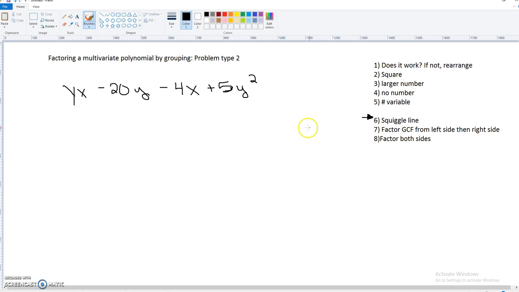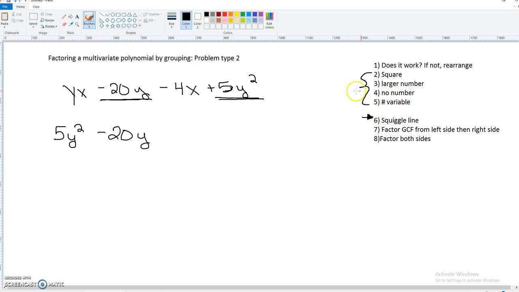Now I've noticed that this is probably a good idea of how to arrange it. The first thing would be to move the item that's got the square first. So if you notice, this has got the square, so we're going to put this in the front. The next is the larger number. If you look, 20 is what I'm referring to as a larger number. So we're going to put the negative 20y here.